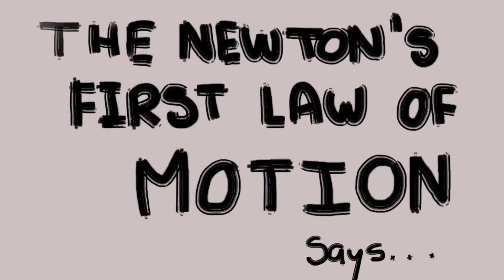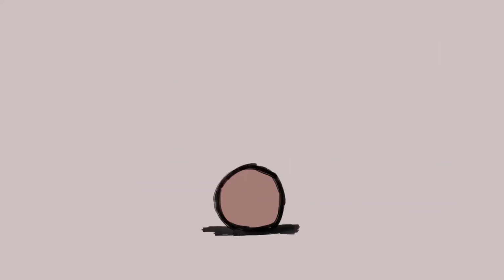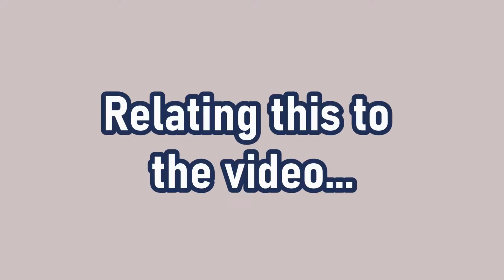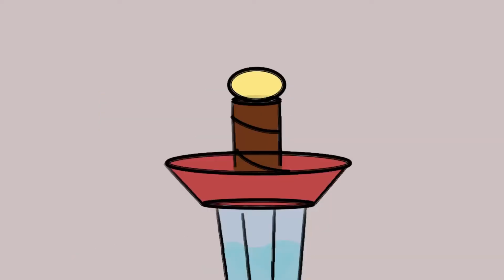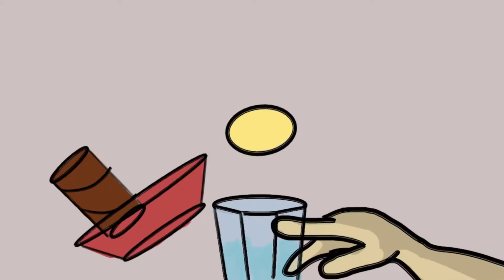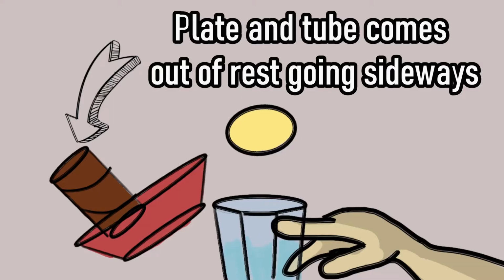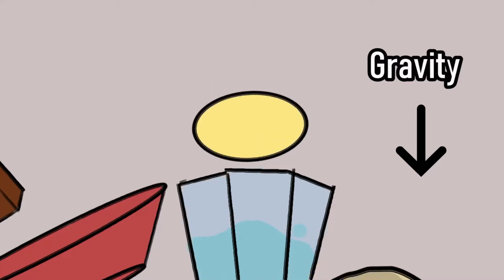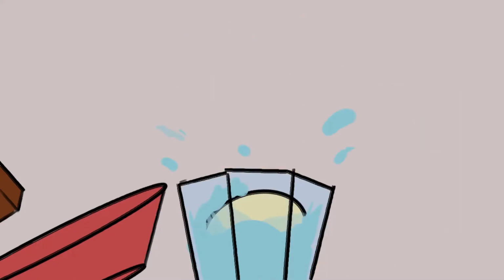The question is, why does this happen? As we remember, Newton's first law of motion says that an object will stay at rest until something or someone applies an external force to the object. Relating this to the video, we observe how the egg kept a state of rest until I applied a force with my arm. That caused both the plate and the tube to come out of rest, but they moved sideways. At this point, the egg is still stationary for just a split second until gravity gets a hold of it and pulls it down into the glass.